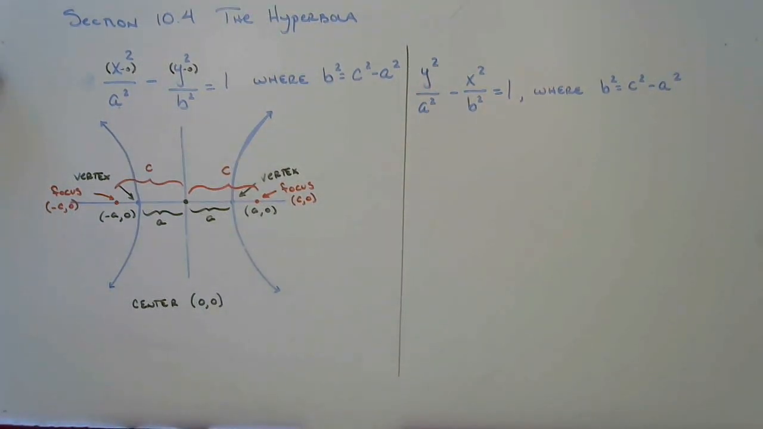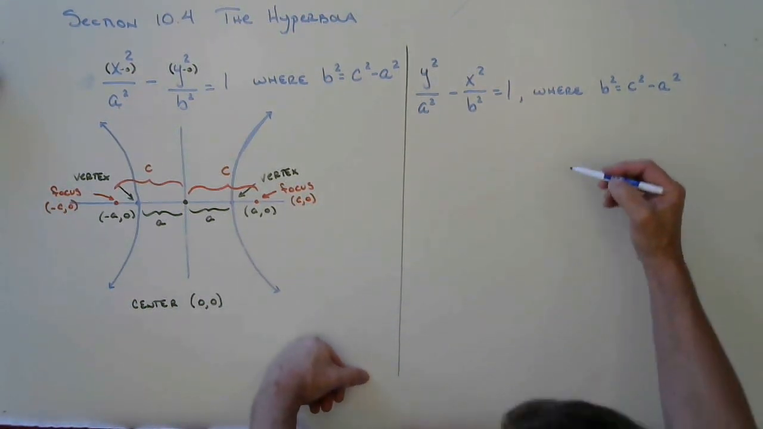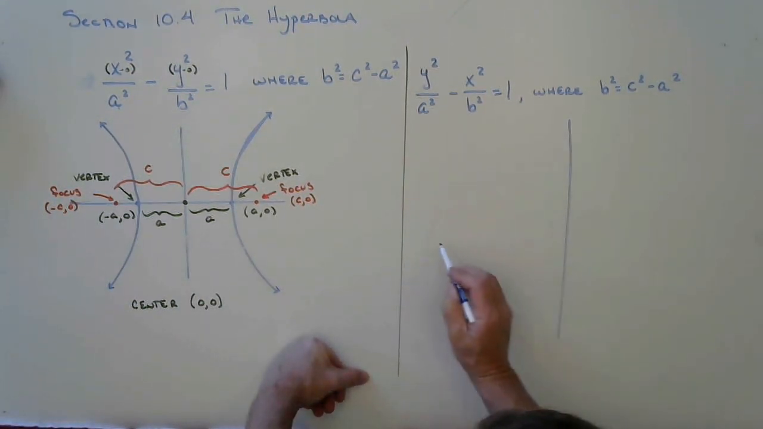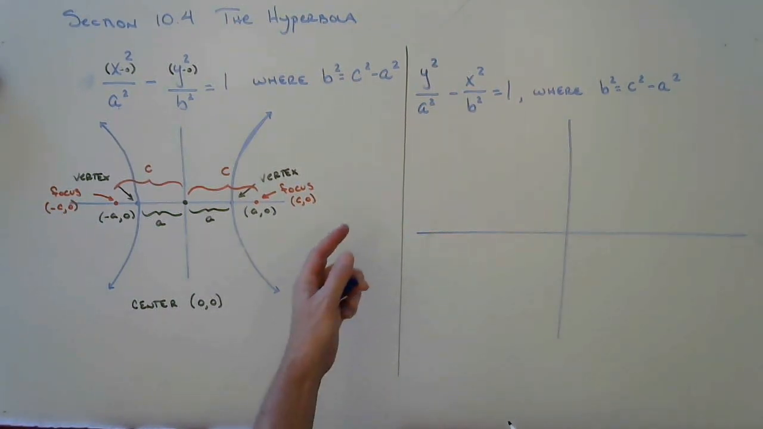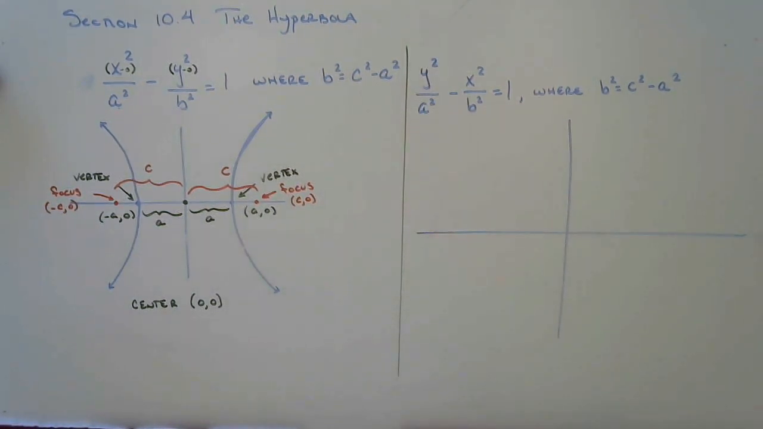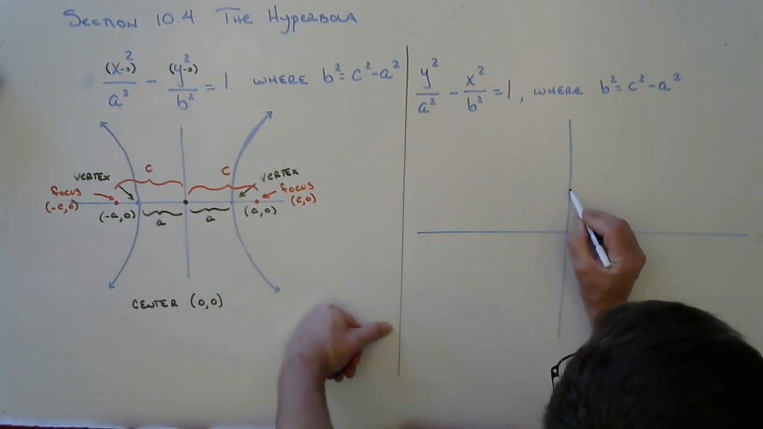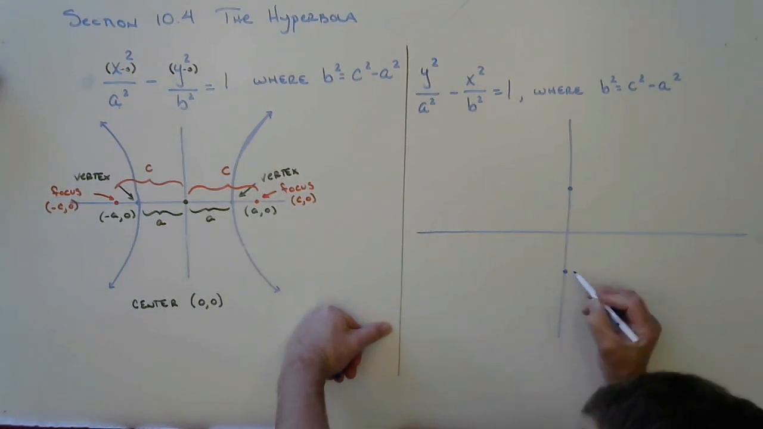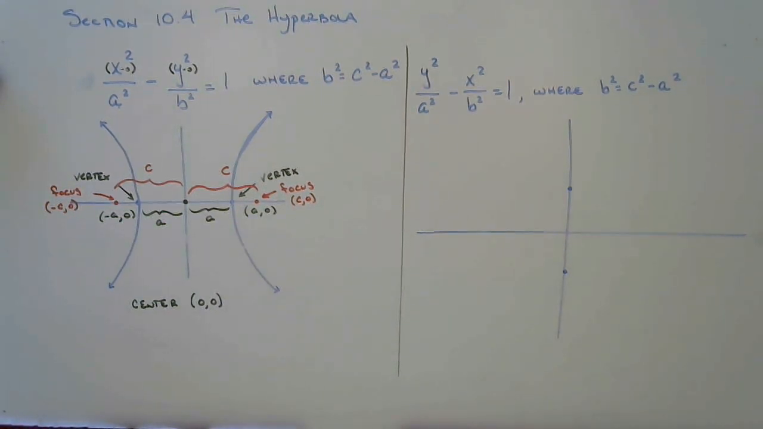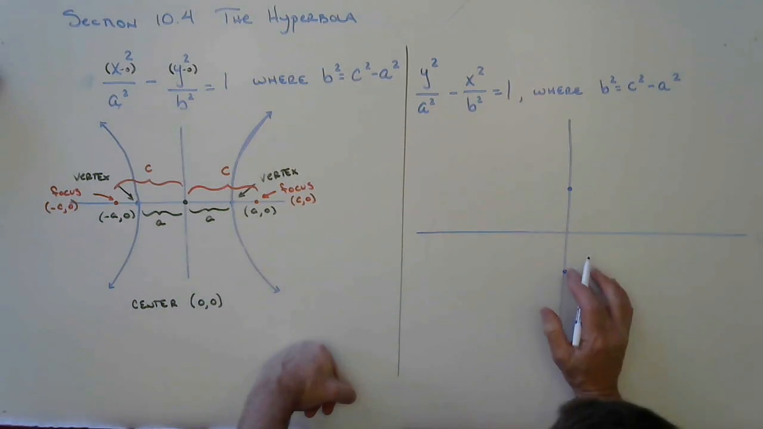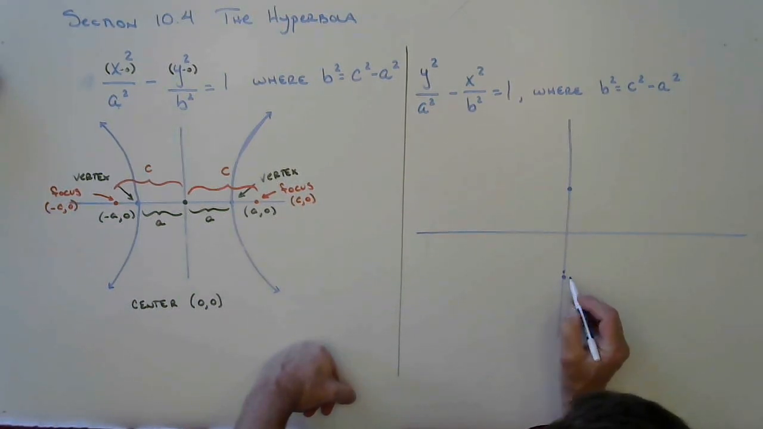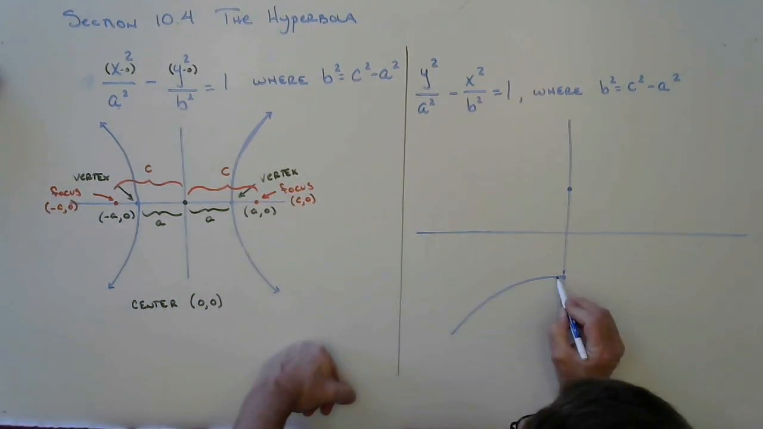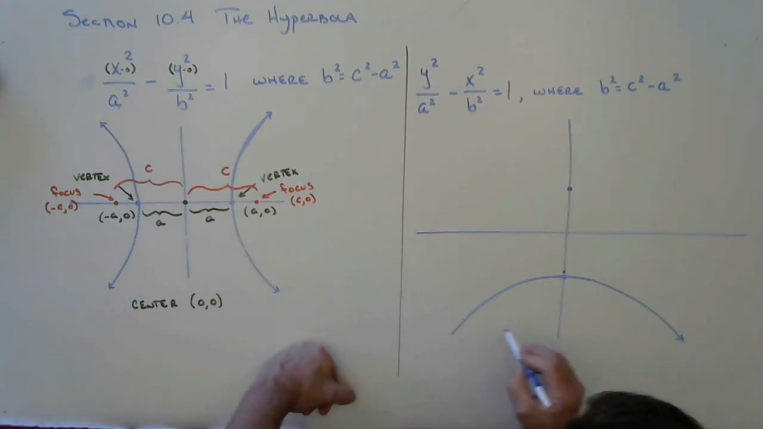Now, what's different in this equation? The difference in this equation, of course, is instead of x being positive, y is our positive term. Now, what does that mean? That means since y is our positive term, our hyperbola is going to open up and down. It's going to open in the y direction. So our hyperbola is going to look like this.